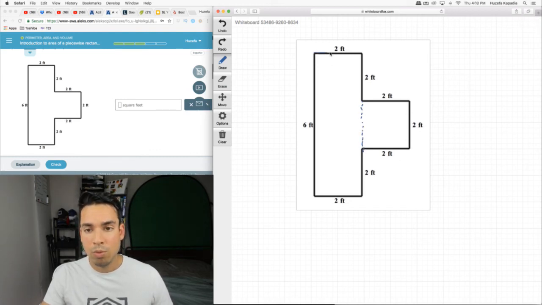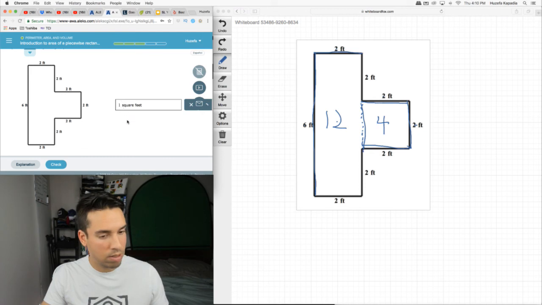add them. This one is 2 by 6. Which means 2 times 6, which is 12. This one is 2 by 2. 2 across and 2 down. 2 times 2 is 4. So we got 12 and we got 4. We add them up and we get 16.